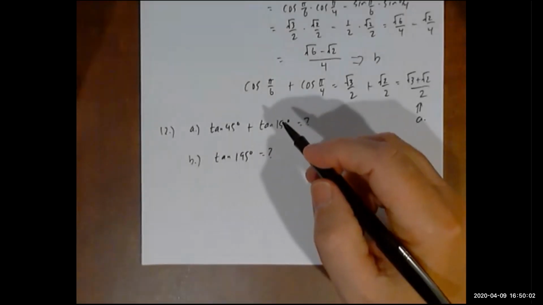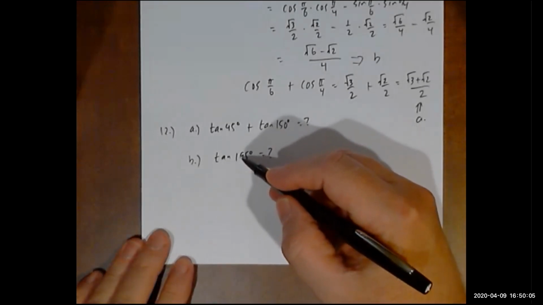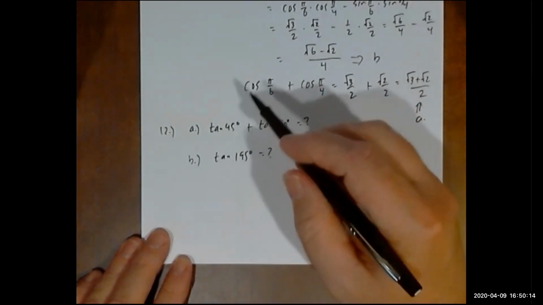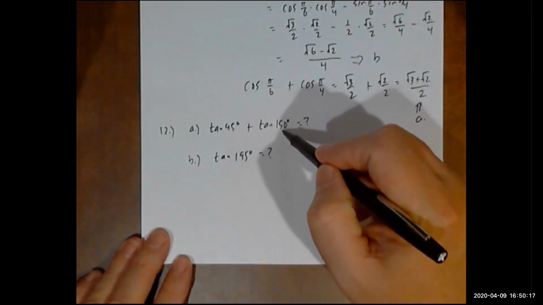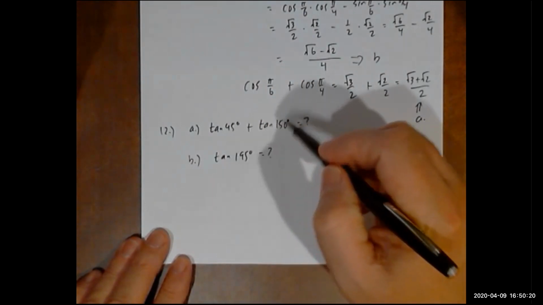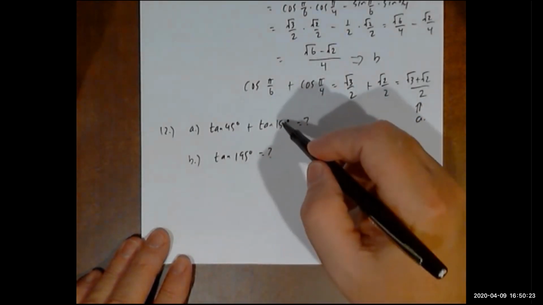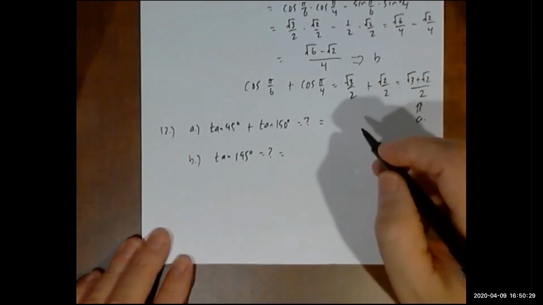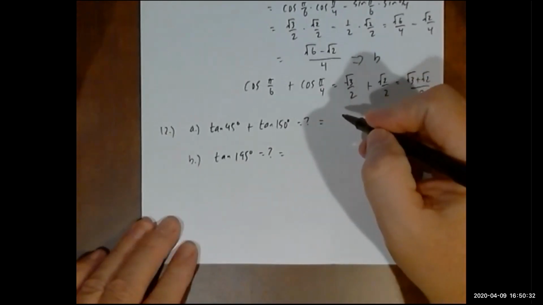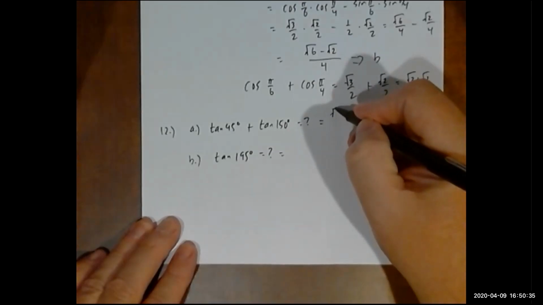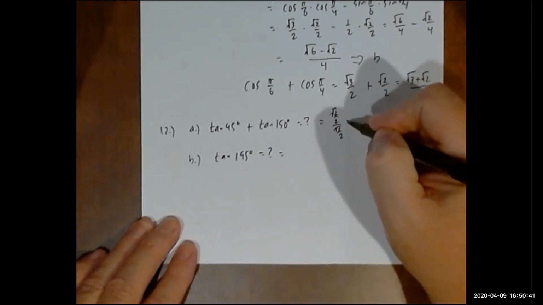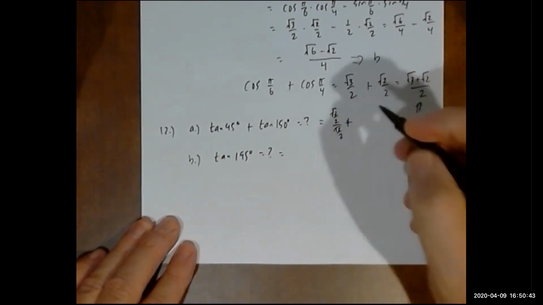So once again, the way I like to think about it is, if I was to try and find the tangent of 195, that is not a special angle. I'm sort of stuck. I can't find an exact value. However, 195 is 45 plus 150. These are both special angles. I know the tangent of these angles. So let's go into this one first. Tangent of 45 is square root of 2 over 2 over square root of 2 over 2, right? Sine over cosine. That's going to be 1.